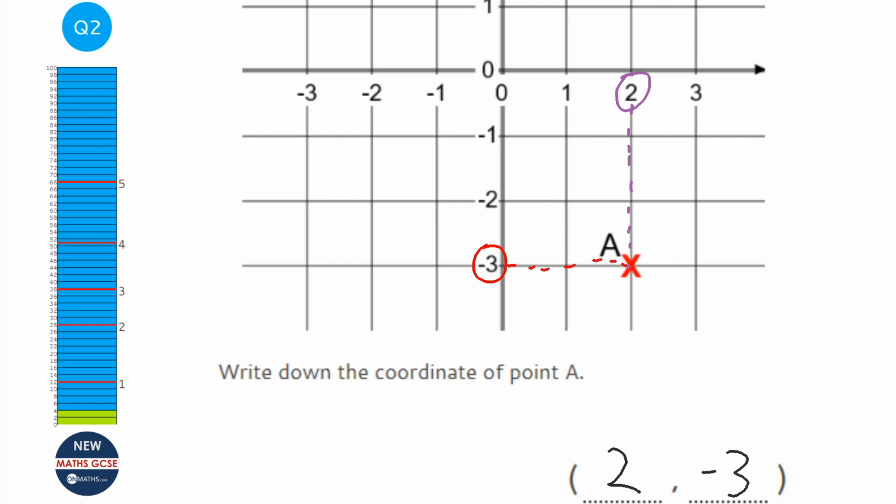Now some people think of this as starting in the middle and going along the corridor to the 2 and then down the stairs, or up the stairs. This one it's down the stairs to -3. It's really common for students to get these muddled up, so just remember we always do the x, the horizontal, we go across first, and then the y, which means we go up or down.